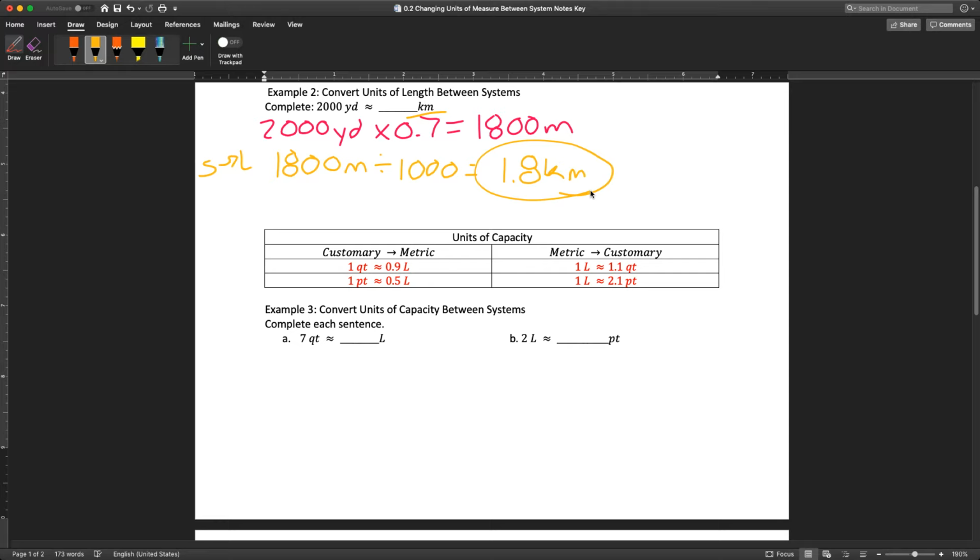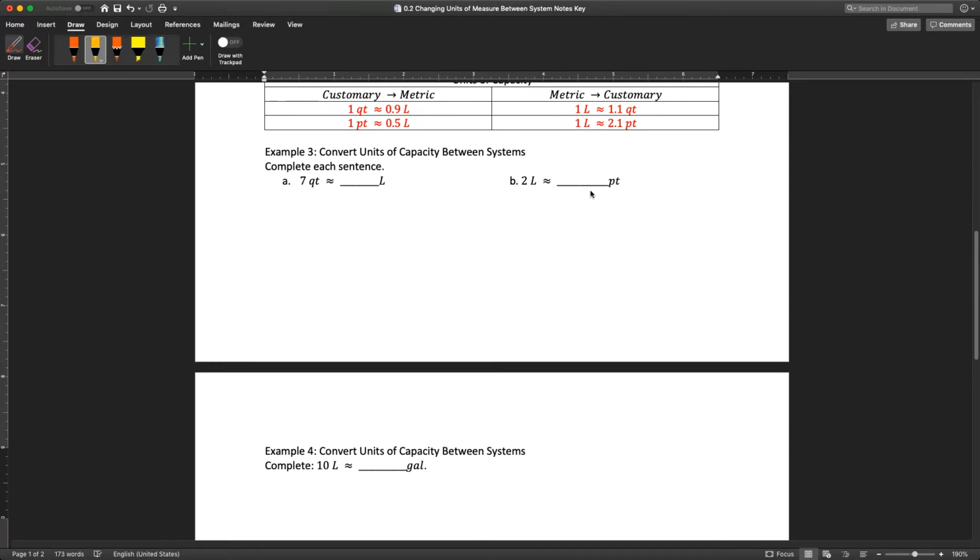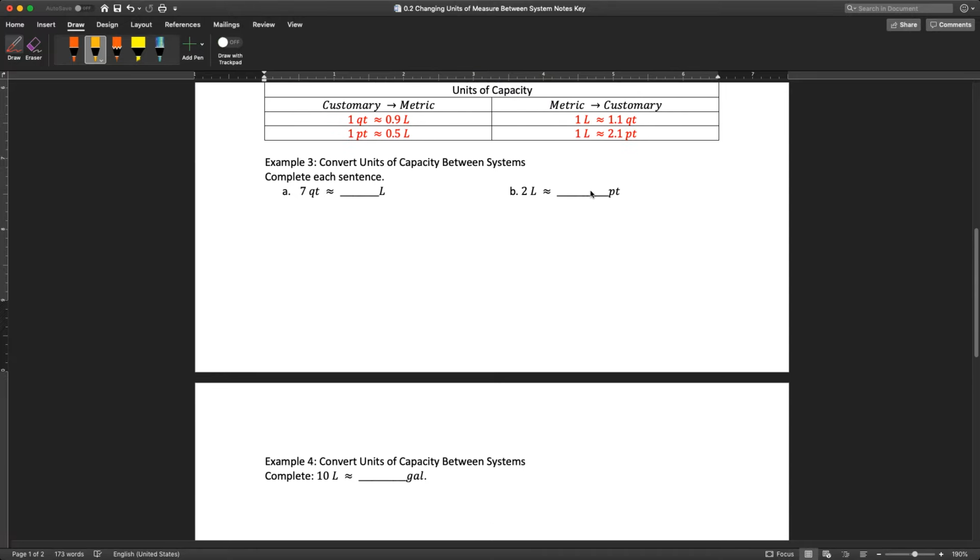Now we're going to talk about units of capacity. Okay? Again, that's how much it can hold. It's a liquid. So we're going to start with 7 quarts. When you take a look, quarts to liters, that is customary to metric. There's approximately 0.9 liters in 1 quart. So we are going to take 7 quarts and multiply it by 0.9 and we get an approximation answer of 6.3 liters.